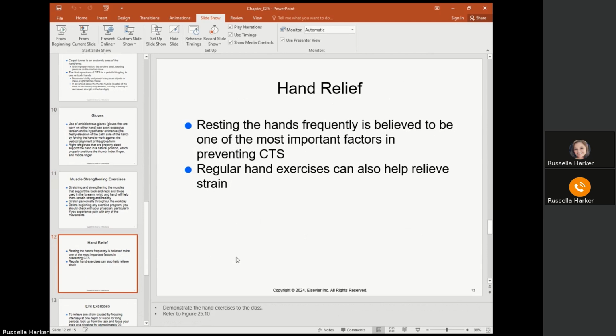With hand relief, resting your hands frequently is believed to be one of the most important factors in preventing carpal tunnel syndrome. Regular hand exercises also can relieve strain.